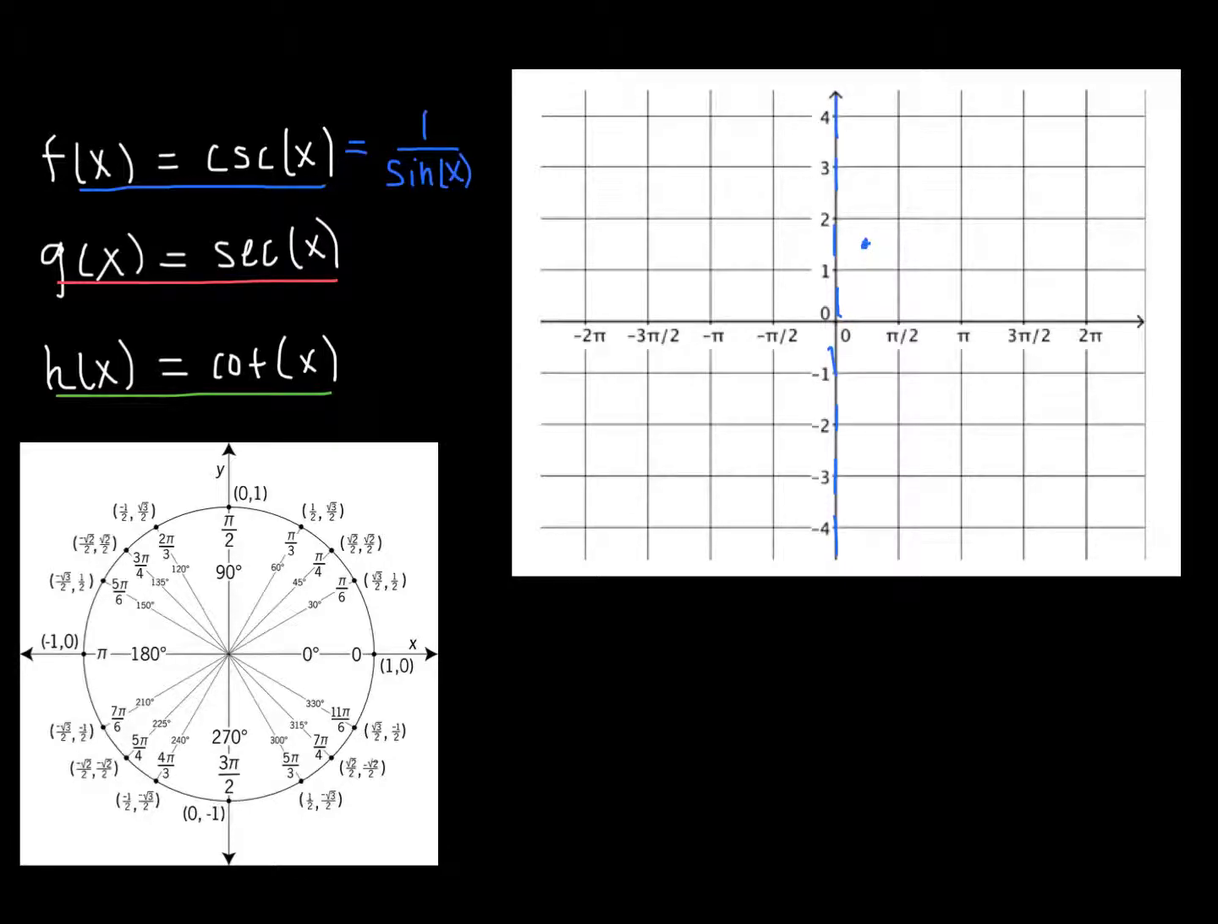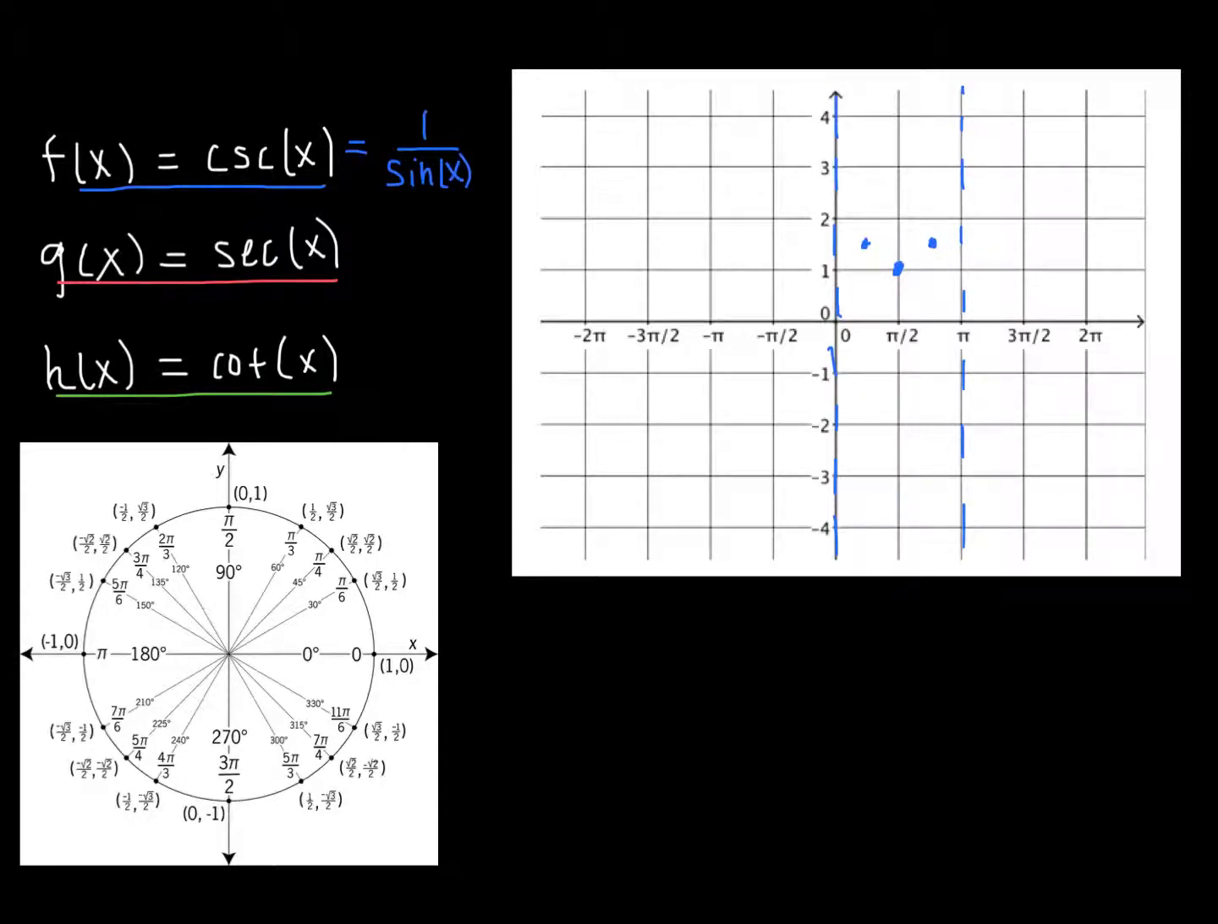Let's think about pi over 2. Sine of pi over 2 is 1, so the cosecant is 1 over 1, and that is, of course, 1. Okay, moving on to 3 pi over 4, the sine is still positive, it's root 2 over 2, so the reciprocal of that is 2 over root 2, which again is about 1.4. And now if I move to pi, I notice that sine is 0 again, and so I'm going to have another undefined value, and so I have a vertical asymptote there.